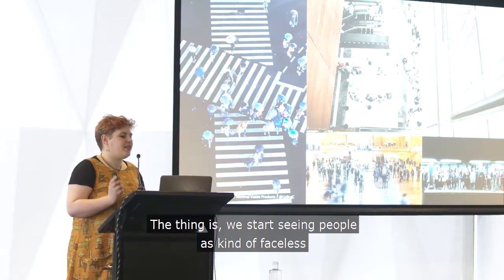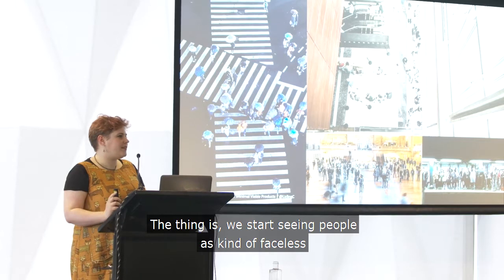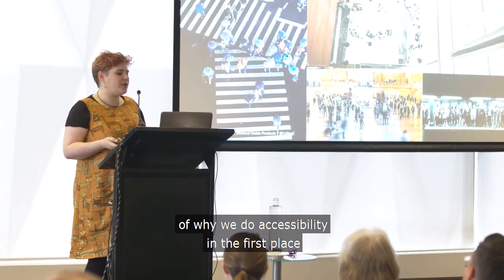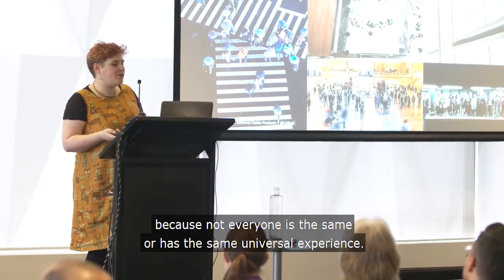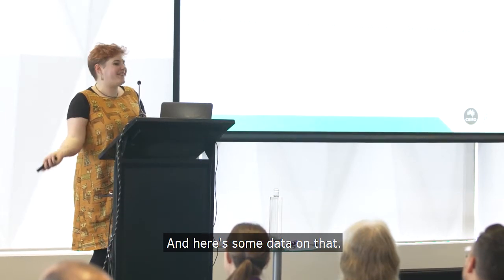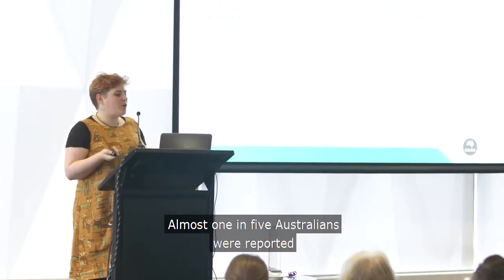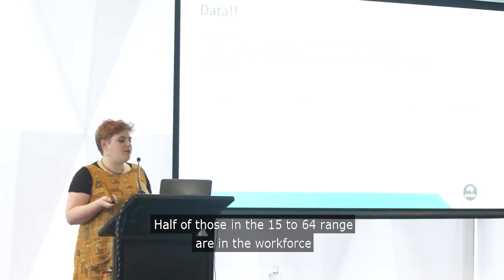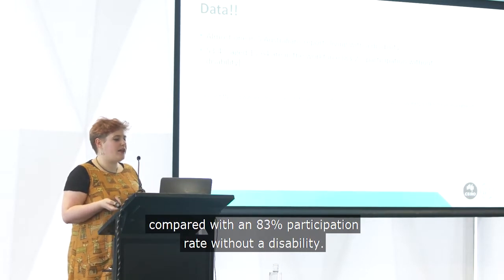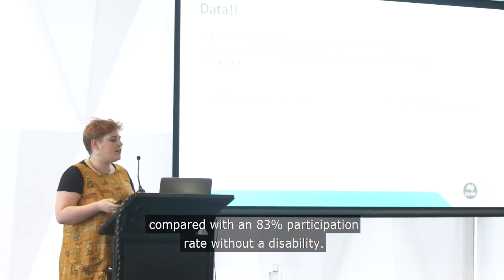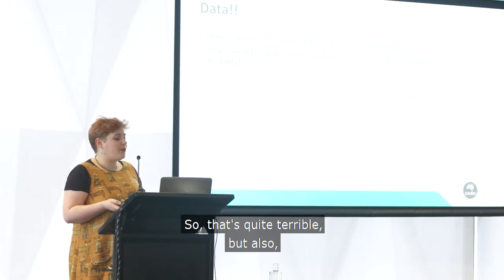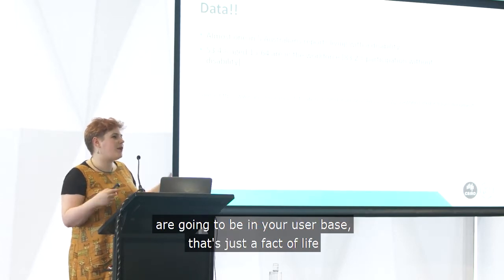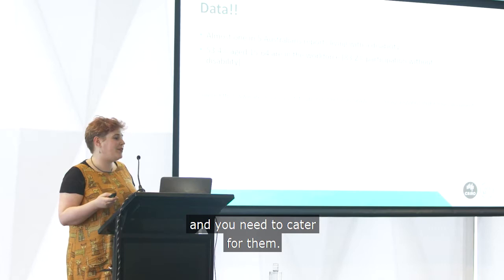But the thing is, if we start seeing people as kind of faceless and as numbers, we kind of lose the point of why we do accessibility in the first place, because not everyone is the same or has the same universal experience. And here's some data on that. Almost 1 in 5 Australians will report living with a disability. Half of those in the 15 to 64 range are in the workforce, compared with an 83% participation rate without a disability. So that's quite terrible. But also, these people who have disability needs or impairment needs are going to be in your user base. That's just a fact of life, and you need to cater for them.